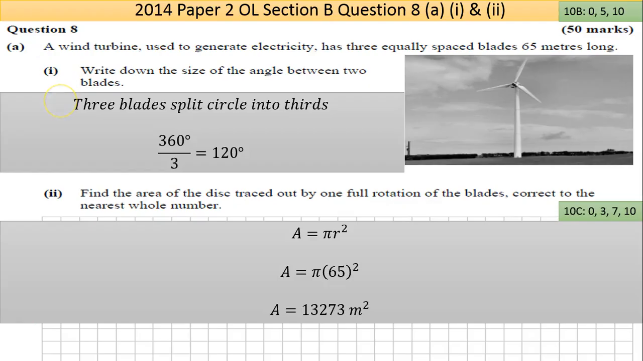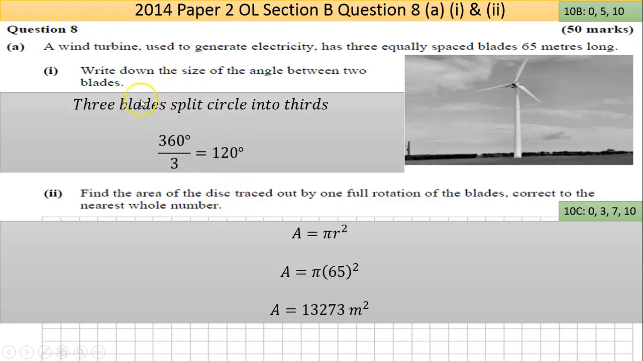Okay, so welcome to question 8, the 2014 paper 2, Leaving Cert Ordinary level. This question is worth 50 marks, so it's one of the section B questions. And as usual, I'd suggest you pause the video and have a go, even just reading the question so you're familiar with it, so when we do go through it, it'll hopefully make more sense.